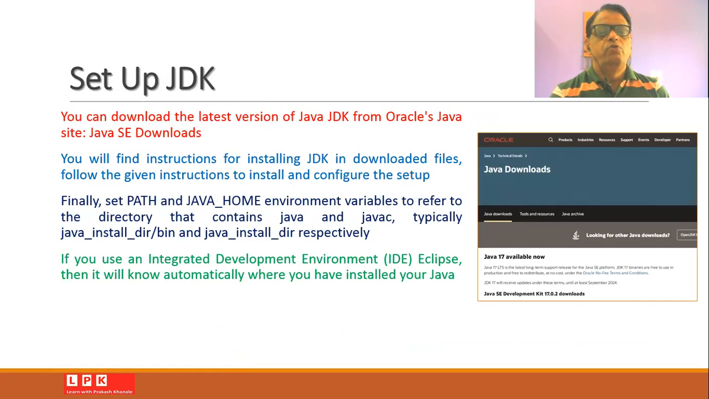So the first thing that you have to do is set up the JDK. You can Google or search for the latest version of Java JDK on the Oracle website, and you can search for Java SE downloads. You will find that the corresponding website will open and the latest version will be available, which you can download. Once you download it, you will see that it is an executable exe file, and then you simply follow the instructions that are displayed while setting up or configuring Java on your computer system.